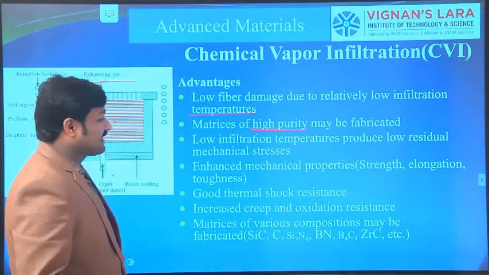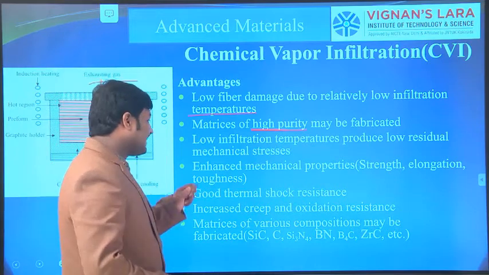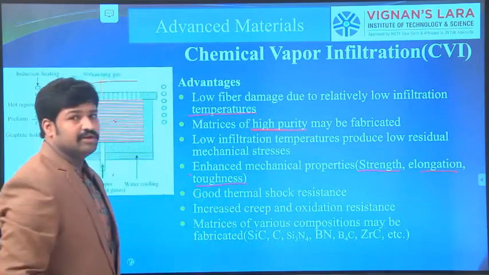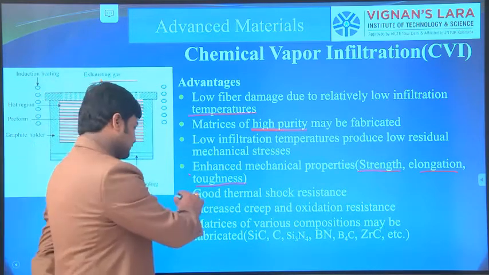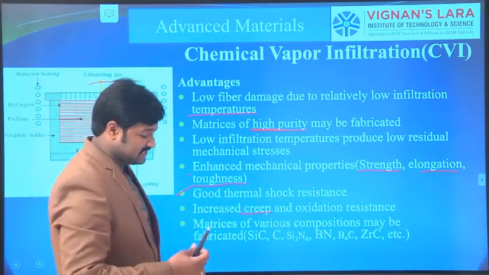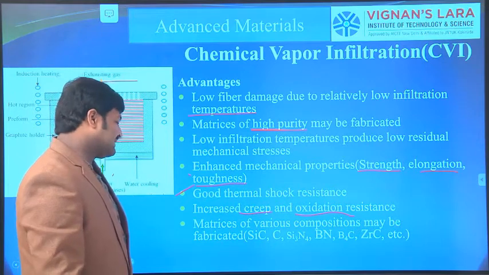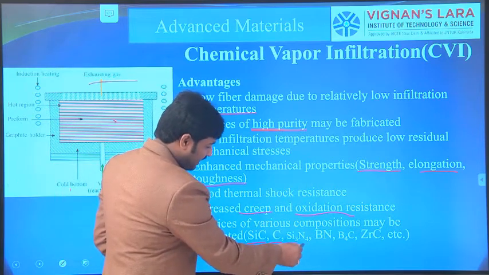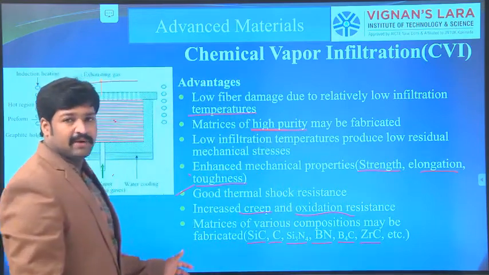Next, low infiltration temperatures produce low residual mechanical stresses. The next one, enhanced mechanical properties. Enhanced strength, enhanced elongation and toughness can be achieved by means of this process. Next, components with good thermal shock resistance can be obtained. Next, increased creep and oxidation resistance. By means of this process, the creep resistance is very high and the oxidation resistance is also high. Next, matrices of various compositions may be fabricated, like silicon carbide, silicon nitride, boron nitride, boron carbide, zirconium carbide, etc. So various matrices can be obtained by means of this process.